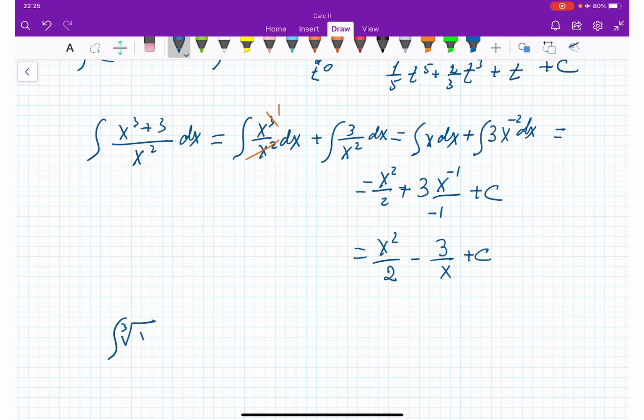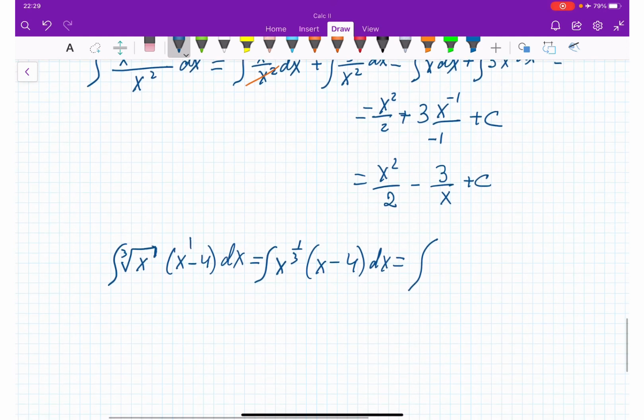Integral of cubic radical x minus 4 dx is equal to integral of x to power 1/3 times (x minus 4) dx. And then this is equal. So if I distribute, it's going to be equal. So let's do this drafting real quick.